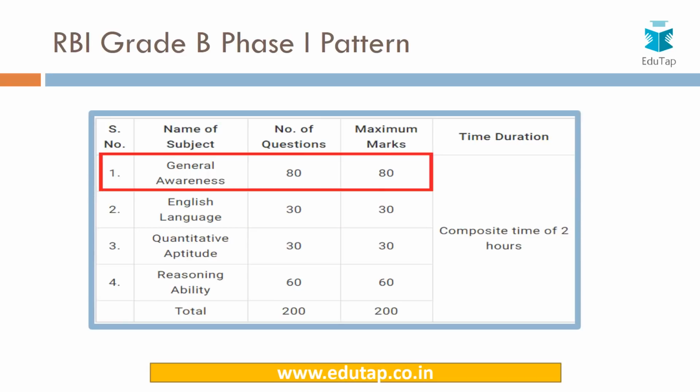Before we begin with the in-depth analysis, let us first be familiar with the Phase 1 pattern of the RBI Grade B examination. It is very important to note the marks which come from this section to appreciate the importance of general awareness. Basically, there are 4 sections: general awareness, English language, quantitative aptitude, and reasoning ability. Among these, general awareness has 80 solid marks coming from it. So here we can gauge the importance of this section.